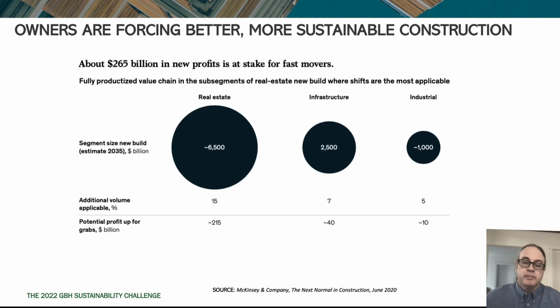When you look at where the profit pool is, you can see that obviously construction has different sectors. We're talking about the real estate sector for commercial and residential versus civil infrastructure versus industrial. You can see the largest pool at stake is in the real estate sector. So this is why potentially the owners you are working with are so interested in getting ahead of this, because they see a massive disruption coming in the value pools of the real estate market.